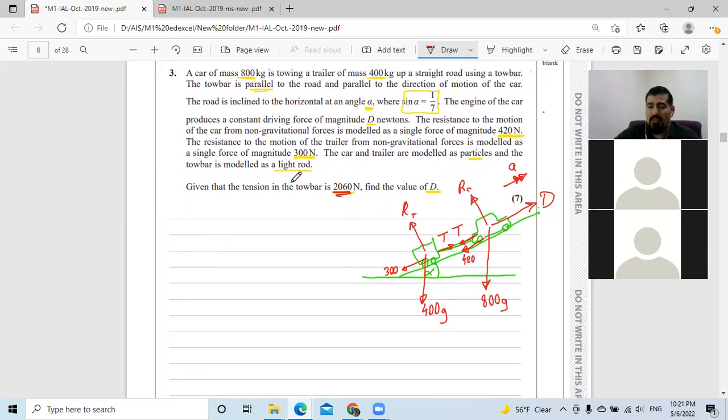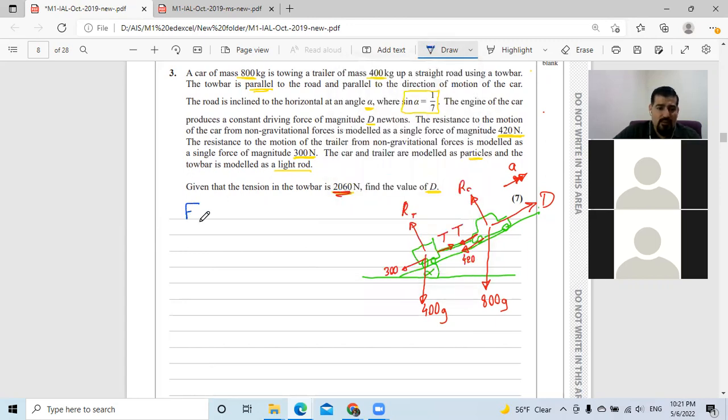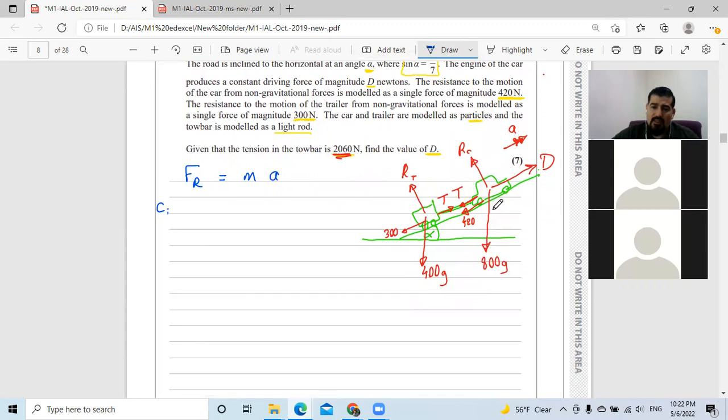I'm going to find each part by itself, using the formula resultant force equals MA. I have two unknown values, which are the acceleration and the driving force. So I'm going to start with the car. What is the resultant force that acts on the car? Now, we have to resolve this force into its components. We know that this angle is alpha.